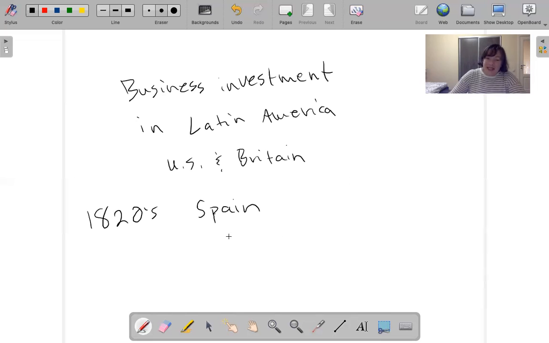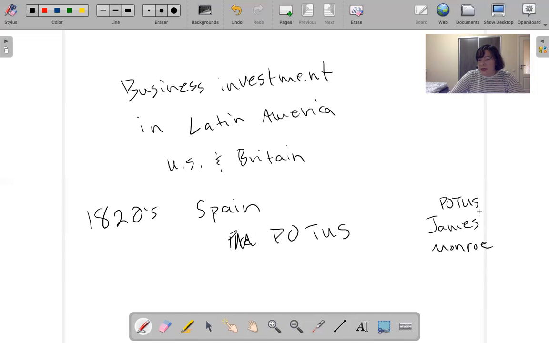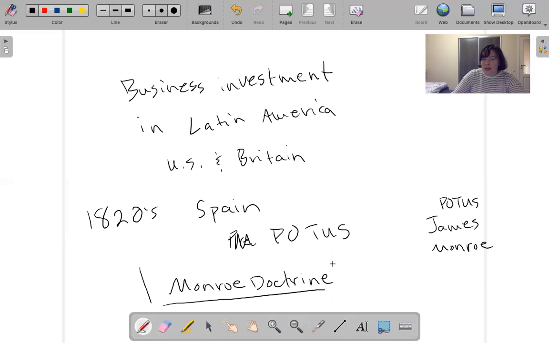So the president of the United States of America did this thing. His name was James Monroe. James Monroe was the president of the United States at the time. He made the Monroe Doctrine. Very important, know this. The Monroe Doctrine in 1823 stated that no land in Latin America was available to be colonized. Now, how did he do that?